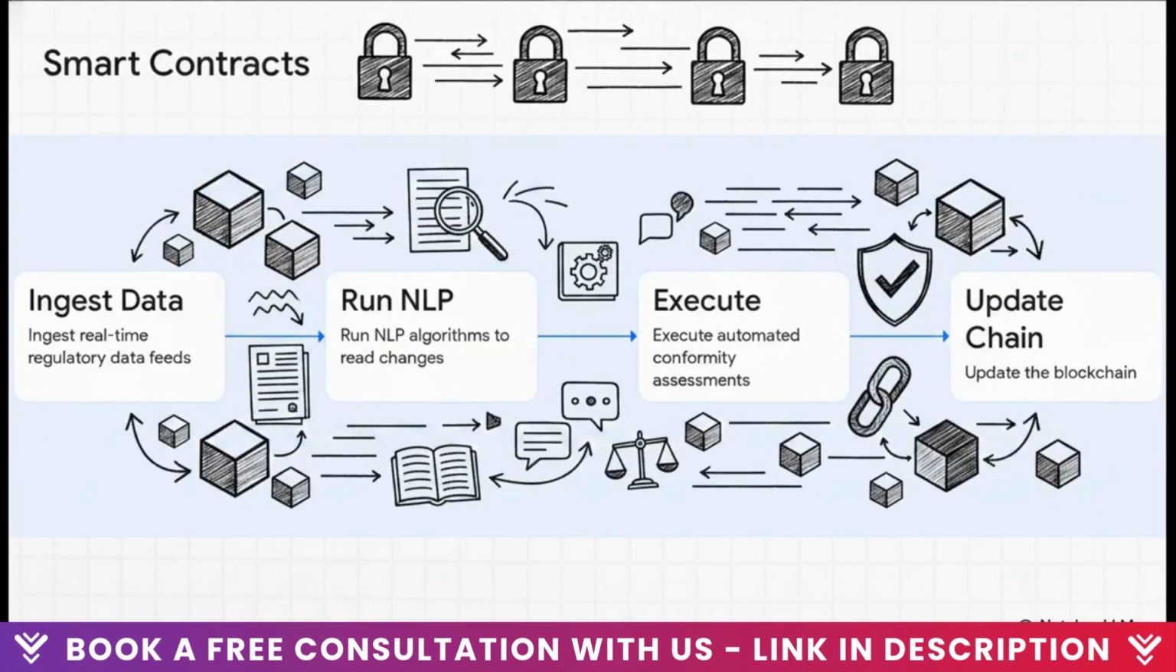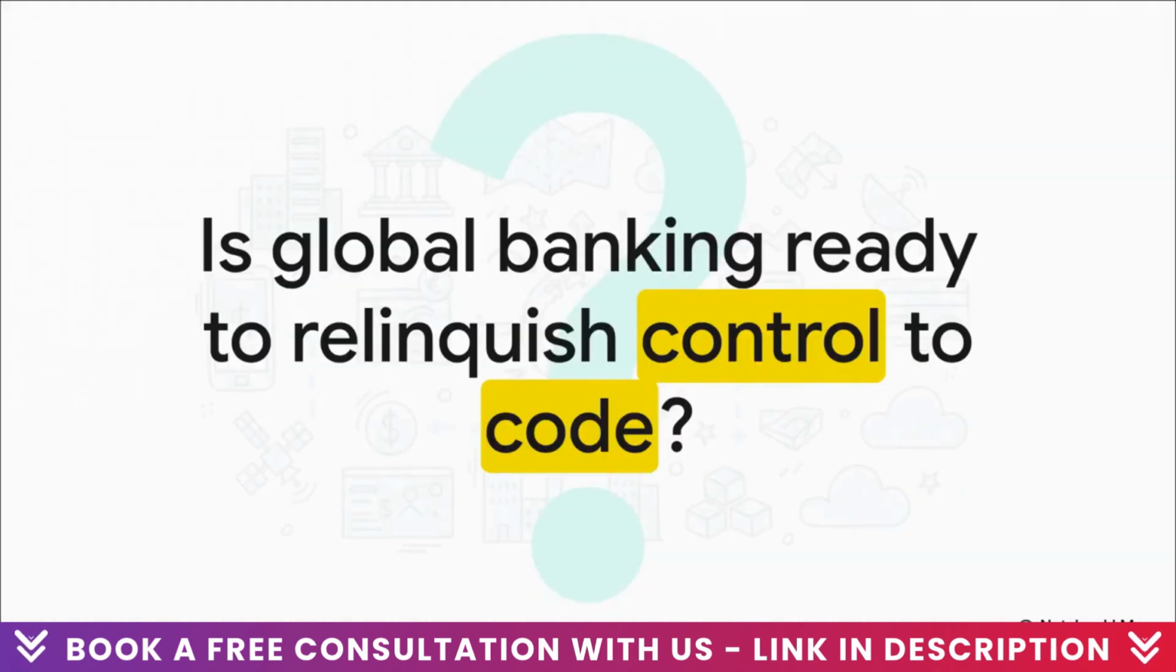We then enforce this with smart contract compliance. It's a fascinating flow. The system ingests real-time data, runs natural language processing algorithms to read regulatory changes, executes automated conformity assessments, and finally, updates the blockchain. These self-executing agreements can automatically verify complex loan agreements or algorithmic trades against strict regulations like Basel III, all without manual oversight. And that brings us to the ultimate crossroads of our 2026 architecture.